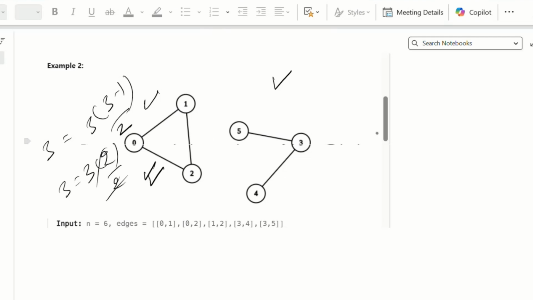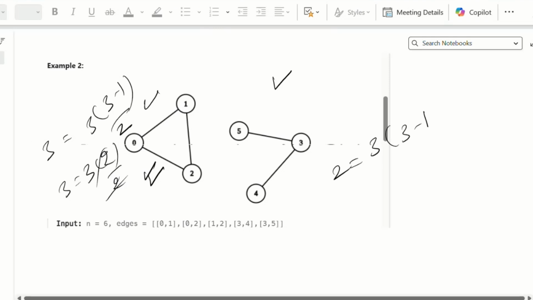Then going to this one, the number of edges is 2. Nodes are 3, so 3 into 3 minus 1 divided by 2 gives 3. But the edges are not 3, so this is not a connected component. So the answer for this will be 1.